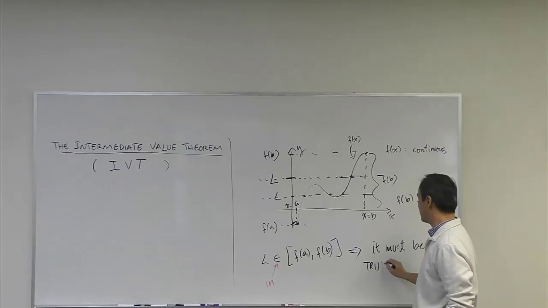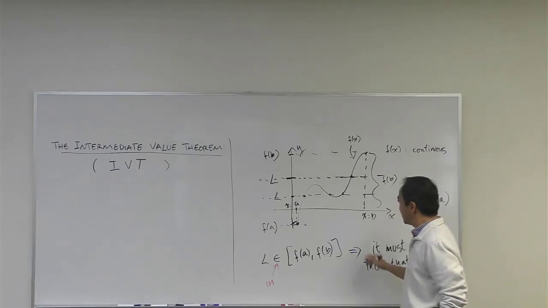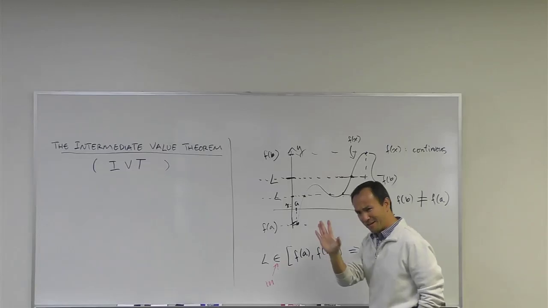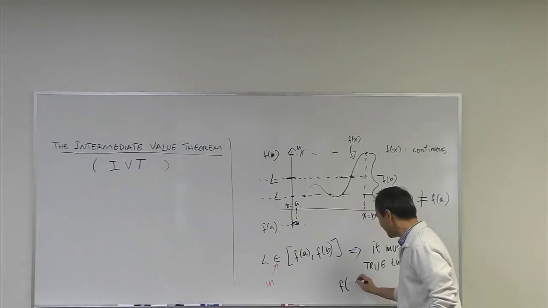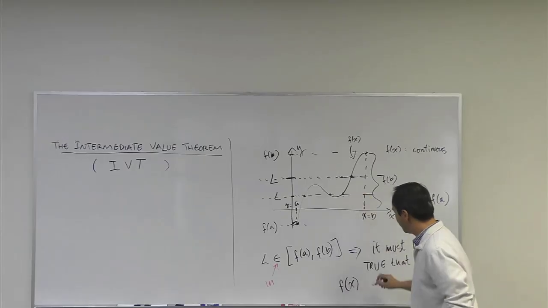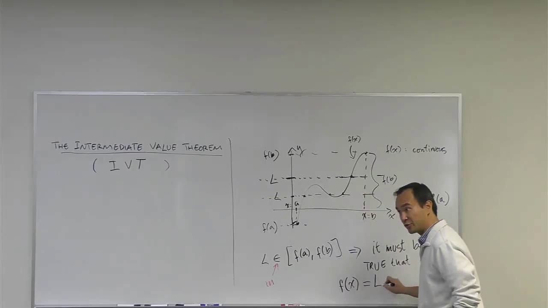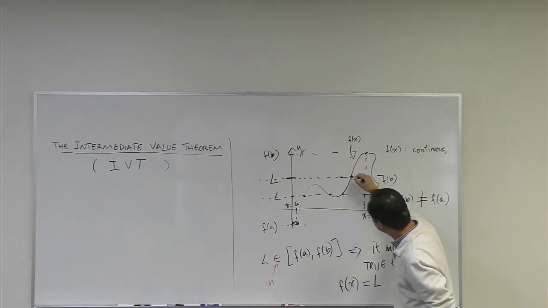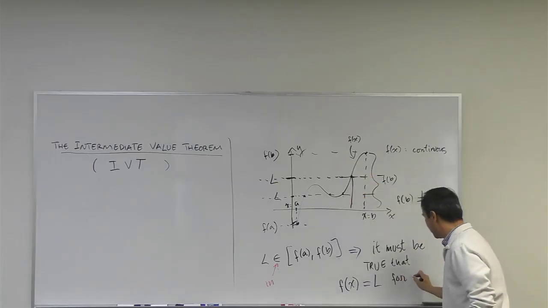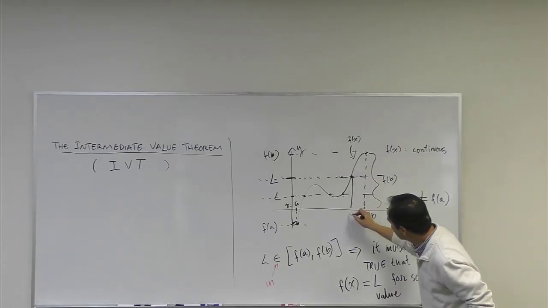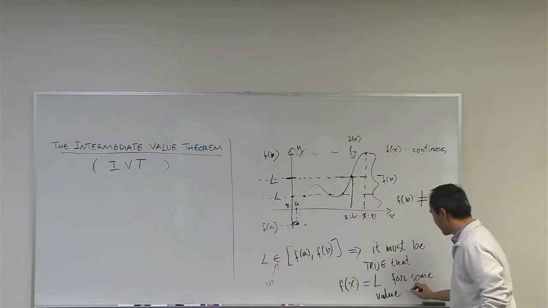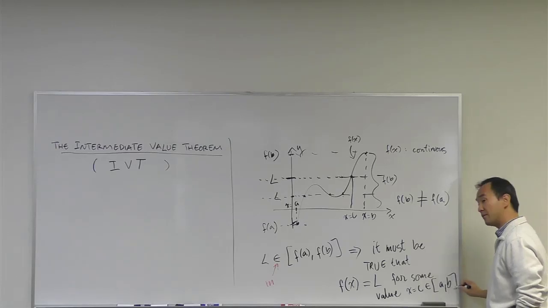It must be true that the line crosses, but in more formal math, it means this: the function f of x must equal L for some value x equals c that falls inside of the interval from A to B.